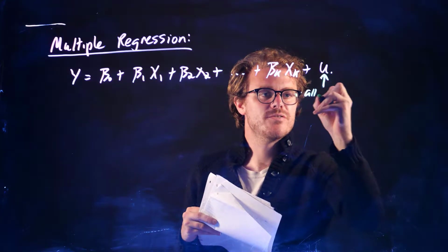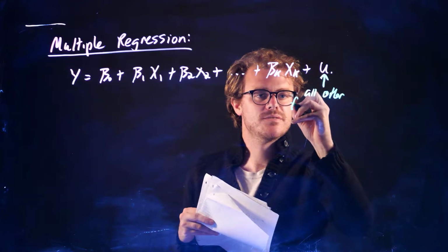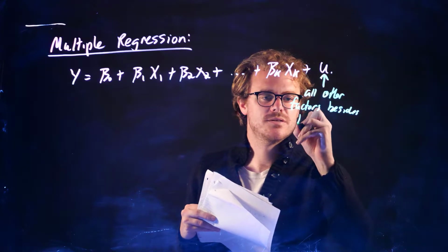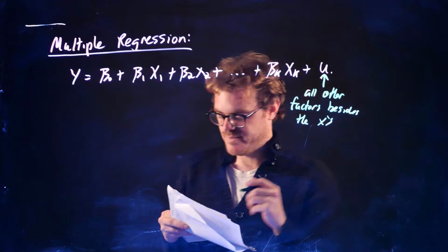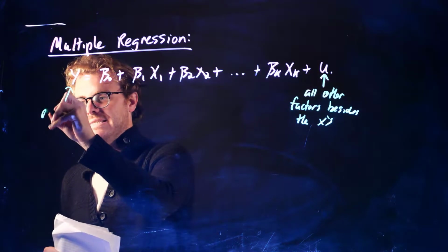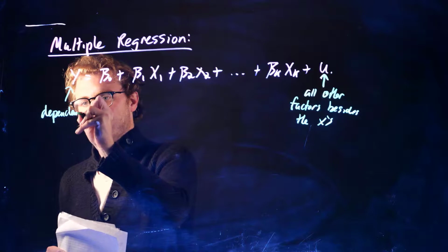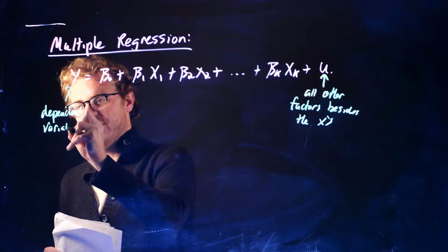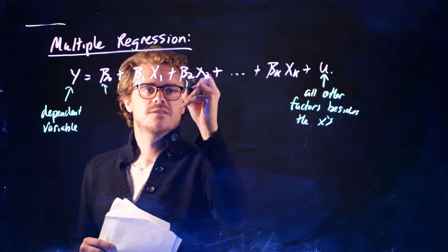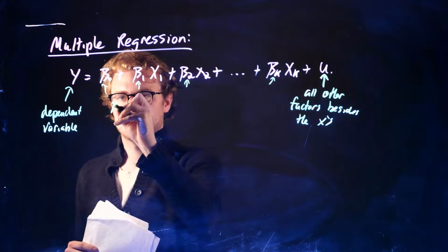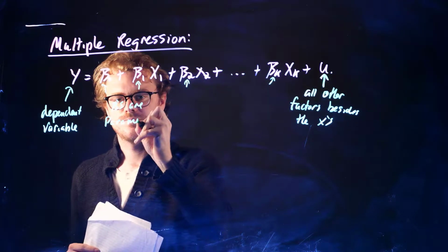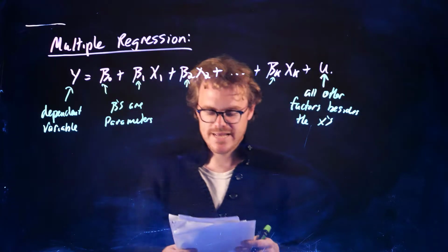Remember, this is all the other factors besides the x's that are going to be in that error term. Again, y is our dependent variable, just like before, just like in simple regression. All these betas are parameters. Those are the parameters we're interested in estimating.